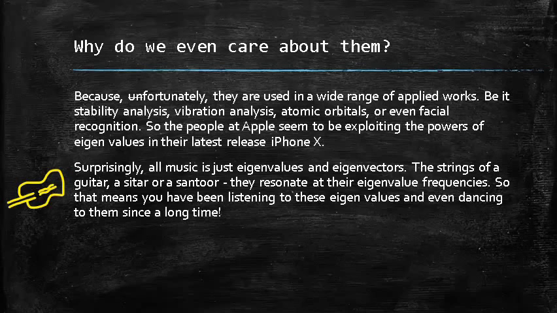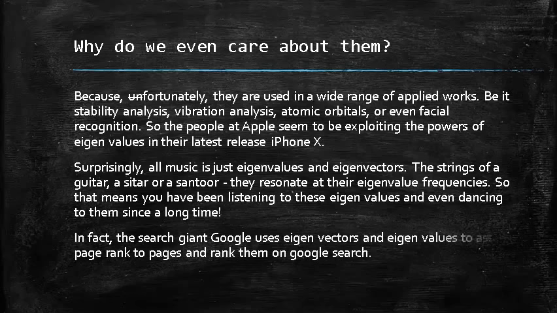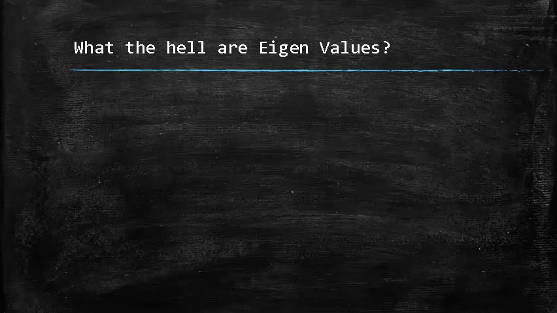The strings of a guitar, a sitar, or a santoor, they resonate at their eigenvalue frequencies. So that means you have been listening to these eigenvalues and even dancing to them since a long time. That's terrifying. In fact, the search giant Google uses eigenvectors and eigenvalues to assign page rank to pages and rank them on Google search. That's also awesome.